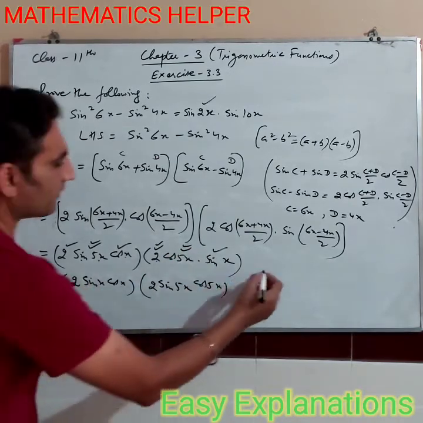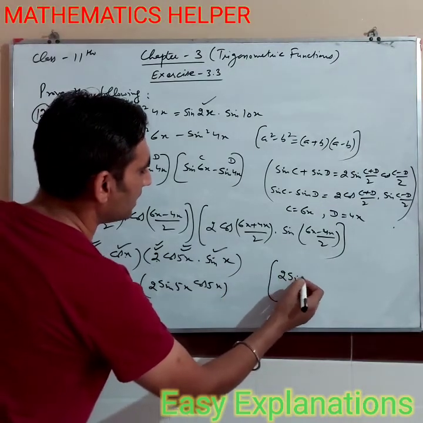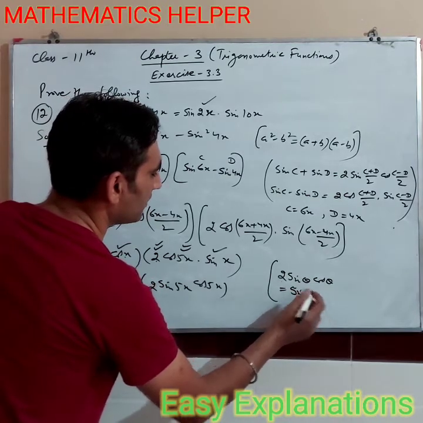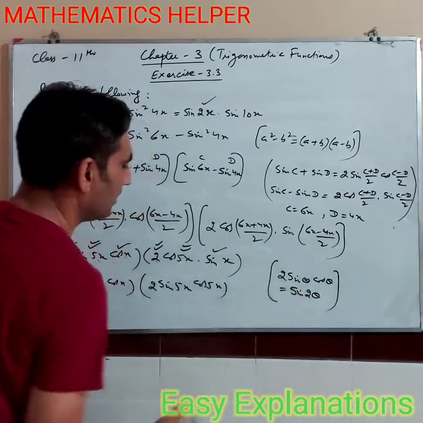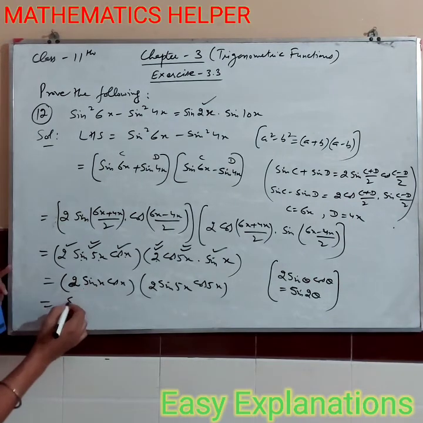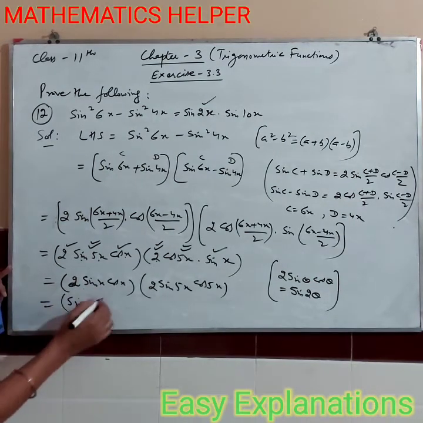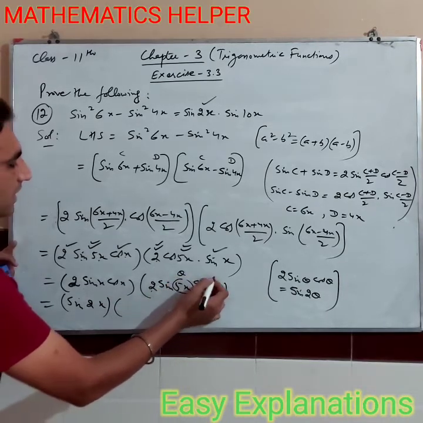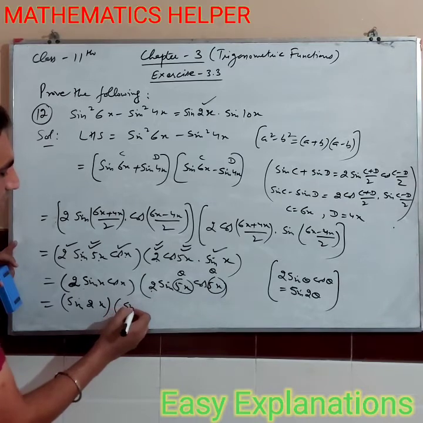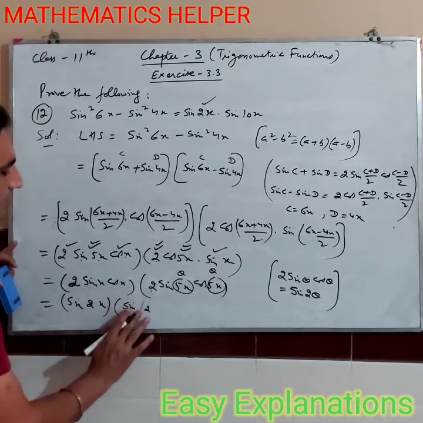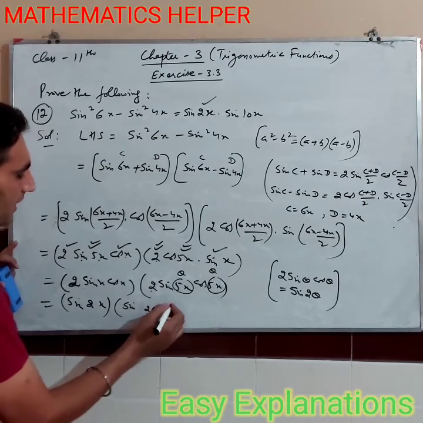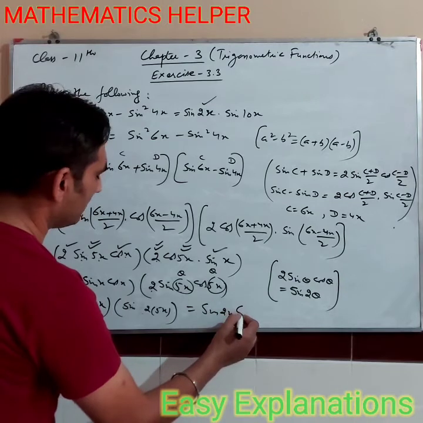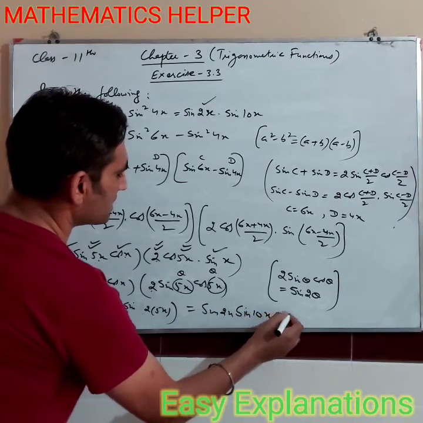Now try to remember, what was that formula? 2 sine theta cos theta. It is sine of 2 theta, double of angle. So here you have 2 sine x cos x, which is actually sine 2x. And here 2 sine 5x cos 5x. If we treat it as theta, you have to write double of this angle. So sine 2 times of 5x. We have our required answer now, sine 2x, 2 into 5, 10, sine 10x, which is same as the right side of equality.